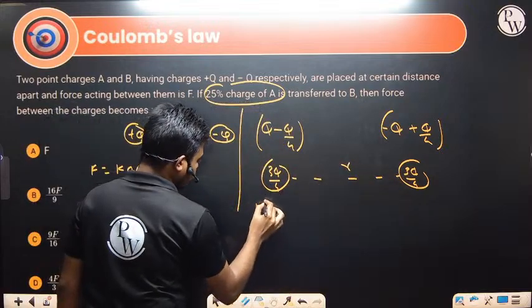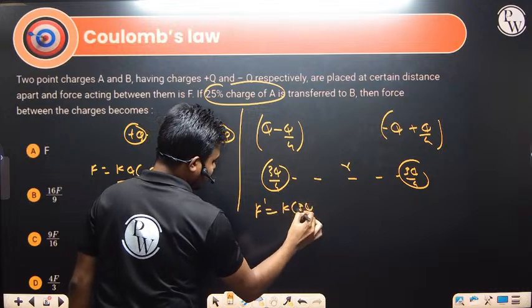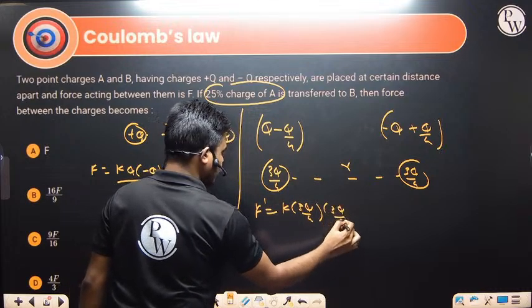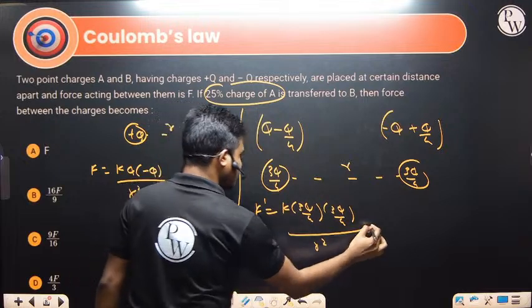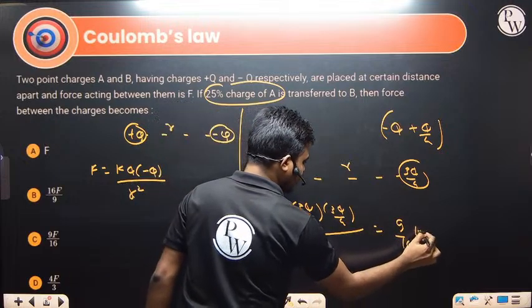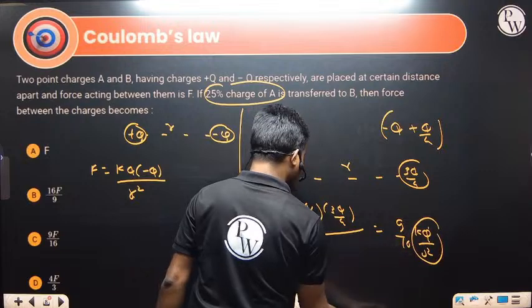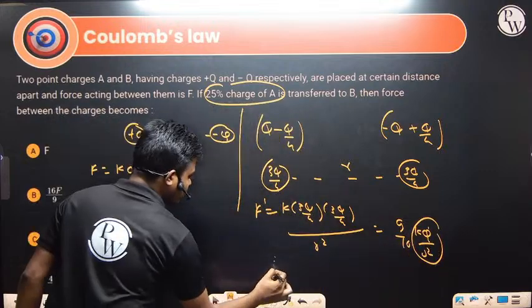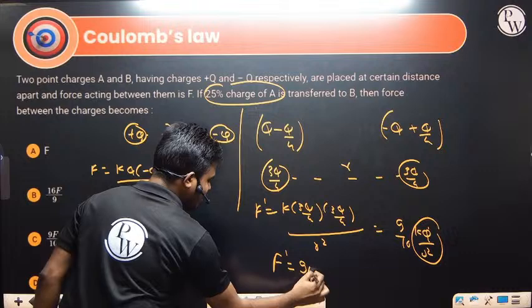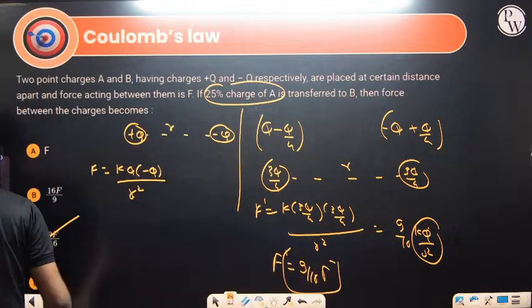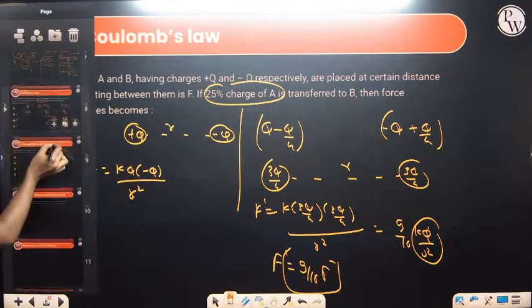So what is the new force? K into 3Q by 4 into again 3Q by 4 divided by the distance, R square, so this will be 9 by 16 kQ square divided by R square. This particular term is F only, so F dash is 9 by 16 F. The answer is option C. Clear? Answer is option C. Moving to the next question.